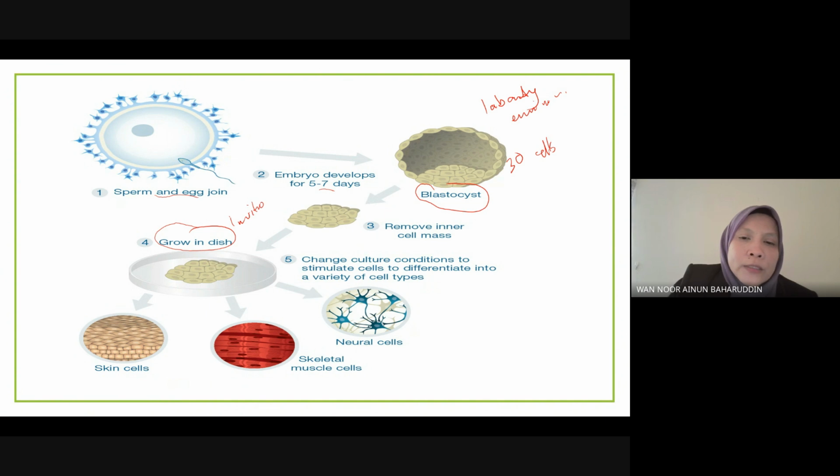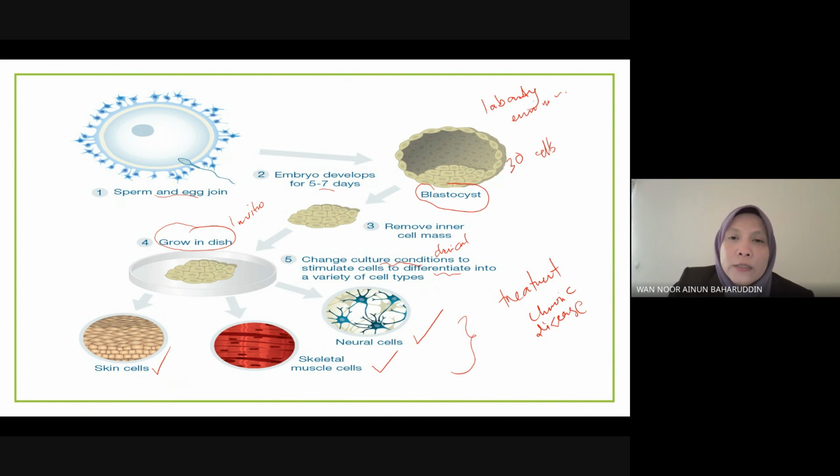Okay, so the change of culture condition, maksudnya dia akan letakkan chemical yang berbeza to stimulate what type of cell that you want to differentiate. For example, if you want to develop it into neural cells, boleh. Into skeletal muscle cells pun boleh. Into skin cells pun boleh. So untuk apa all of the cells? Untuk gunakan untuk treatment for chronic disease. So that's why we are using these embryonic stem cells.